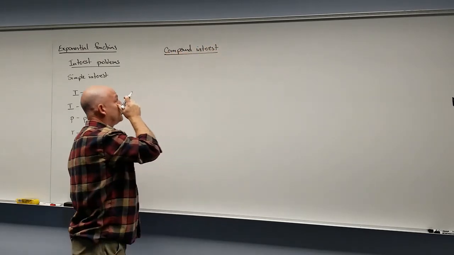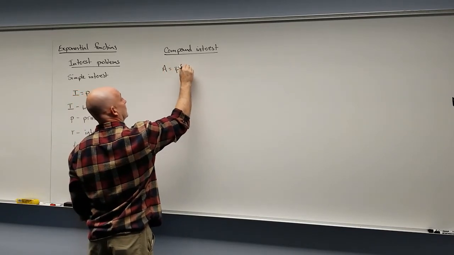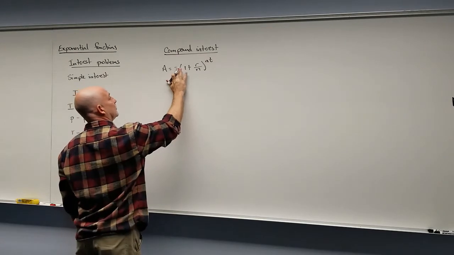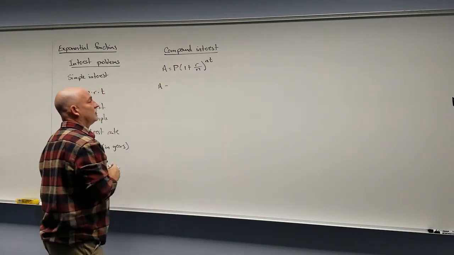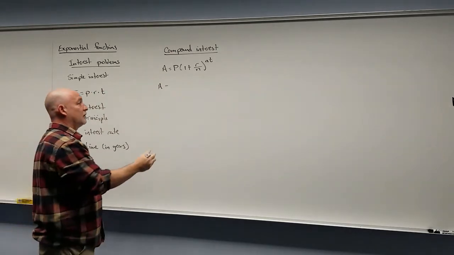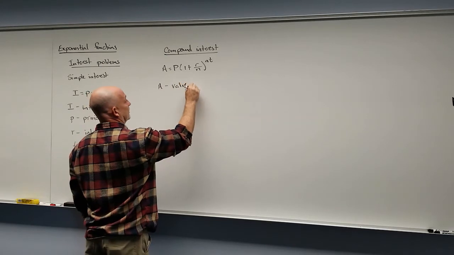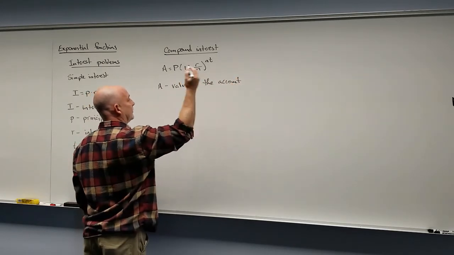The compound interest formula, well, it's a little more complicated. It's A equals P times (1 plus r over n) raised to the nt. So here, this isn't actually telling us directly what the interest is. This is actually telling you the value of the account, or the amount of the loan, or whatever.